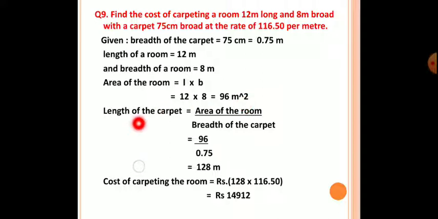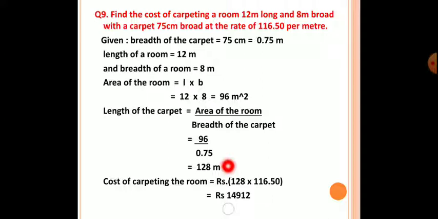Now how to find the length of the carpet? Because on the basis of the length of the carpet, we are going to find out the cost of the carpet. So length of the carpet is equal to area of the room divided by breadth of the carpet. So area of the room is 96 divided by breadth, 0.75. Both are in meters. Therefore, we'll get the length of the carpet as 128 meter.